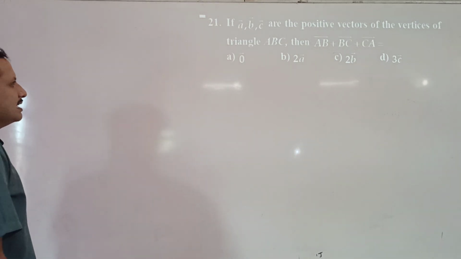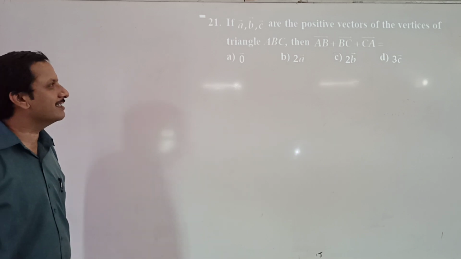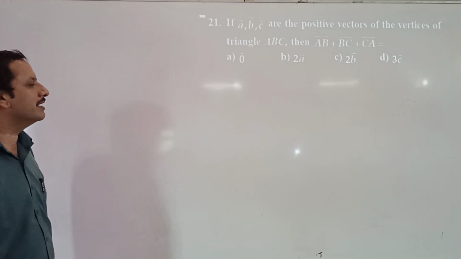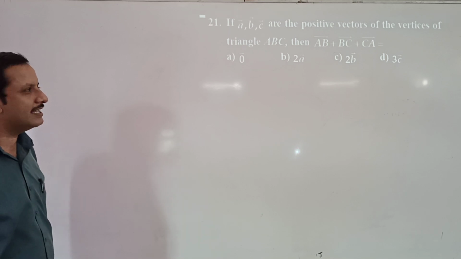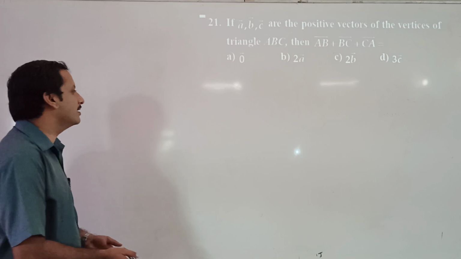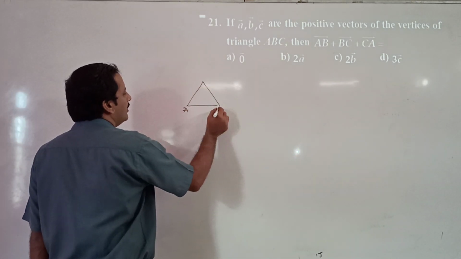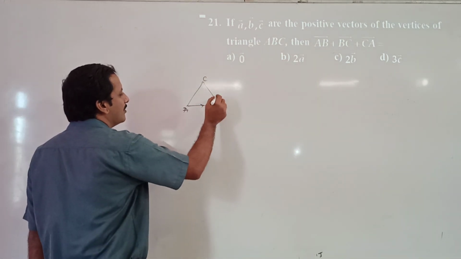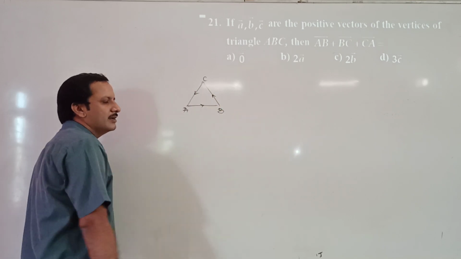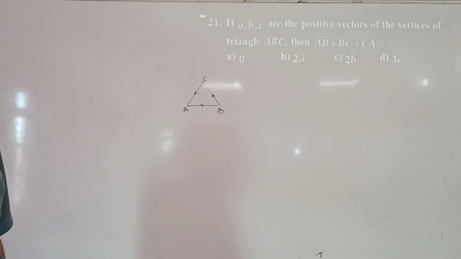If A bar, B bar, C bar are the position vectors of the vertices of triangle ABC, then AB bar plus BC bar plus CA bar is. This is AB bar, this is BC bar, and this is CA bar. AB bar plus BC bar plus CA bar is equal to 0 bar. You have studied it in maths as well as in physics.